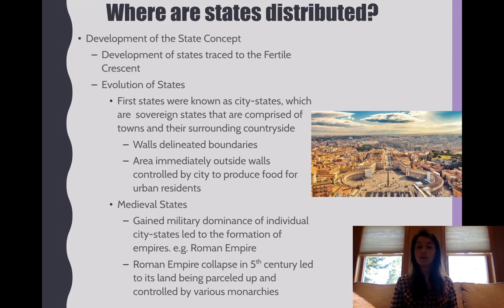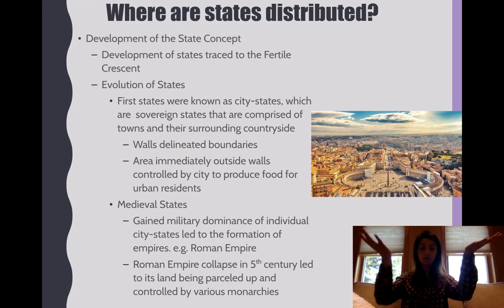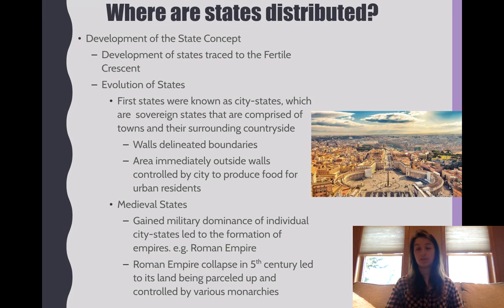Well, eventually those city-states developed into something else. Those city-states became larger, right? For example, they were our medieval states. And those medieval states continued to gain power by dominating over other individual city-states, such as the Roman Empire, which we looked at. And then eventually, we know that the Roman Empire grew so big that it collapsed. And then different monarchies popped up.